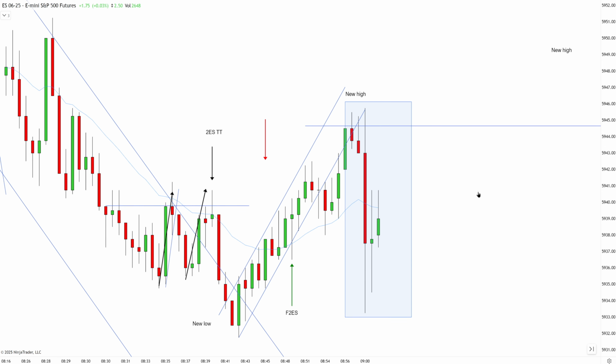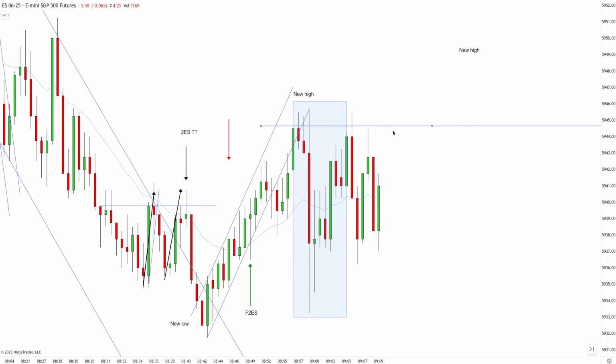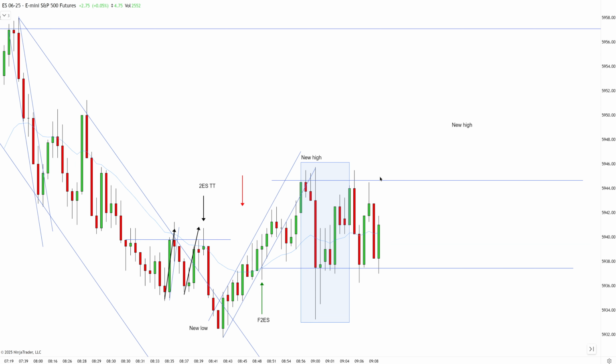So I'm not going to be taking a setup around high impact news. We're going a little bit sideways like this, and right now I'm going to draw a small consolidation like this. You have a new high, first entry long, second entry long. Can I consider? Not really.